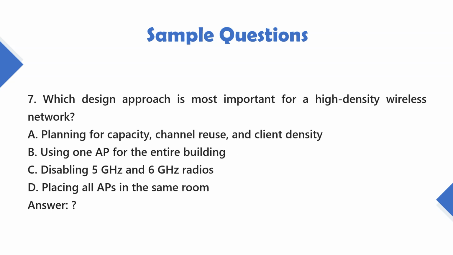7. Which design approach is most important for a high-density wireless network? A. Planning for capacity, channel reuse, and client density. B. Using one AP for the entire building. C. Disabling 5 GHz and 6 GHz radios. D. Placing all APs in the same room.